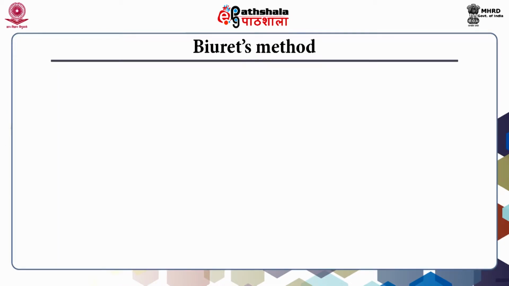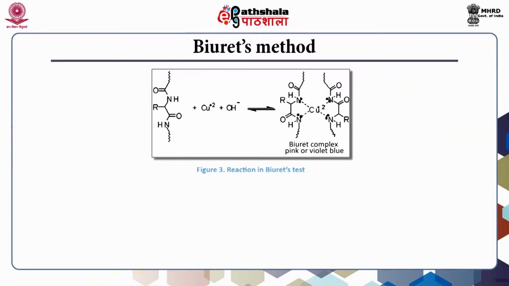The Biuret reagent comprises hydrated copper sulfate together with potassium sodium tartrate in an alkaline medium of sodium hydroxide. When mixed with protein, the cupric ion complexes with peptide nitrogen in protein to generate a pink or violet blue color complex as in this figure. The coloration of the complex is proportional to the concentration of the protein and can be read spectrophotometrically at 550 nanometer. Let's see what the properties of the Biuret method are.